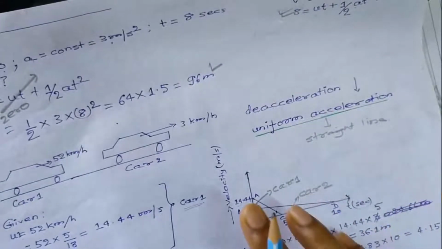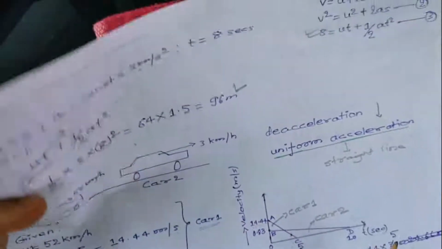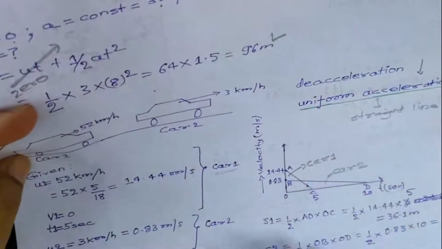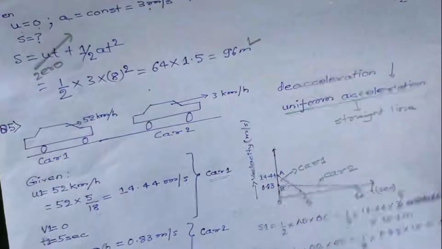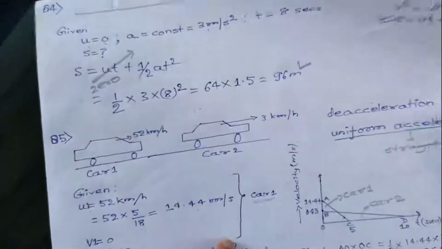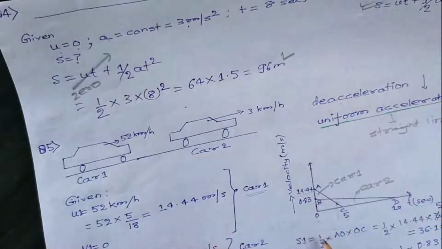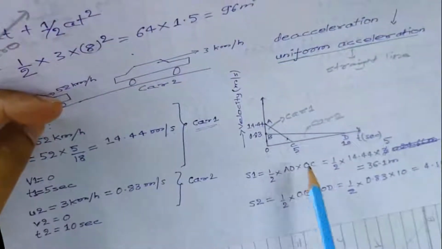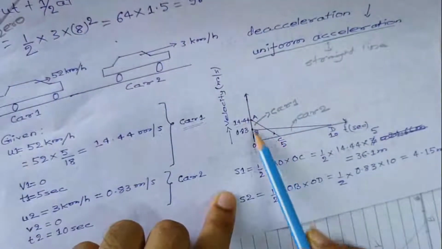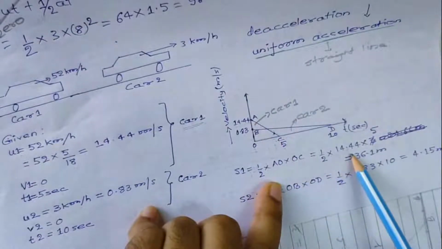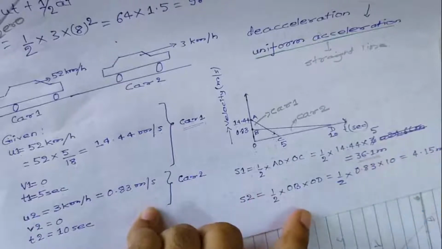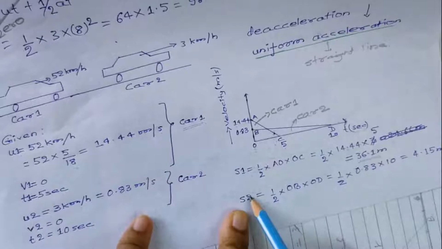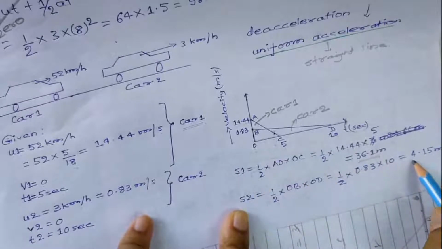So we have the velocity-time graph. Can we calculate the magnitude of displacement, that is, distance? It is very simple. It is the area under the line. In the first case, for car A, the distance covered is S1, and the value will come out to be half into AO into OC, half into 14.4 into 5. The distance traveled is 36.1. Similarly, if you calculate the distance traveled by the second car, it comes out to be 4.15.